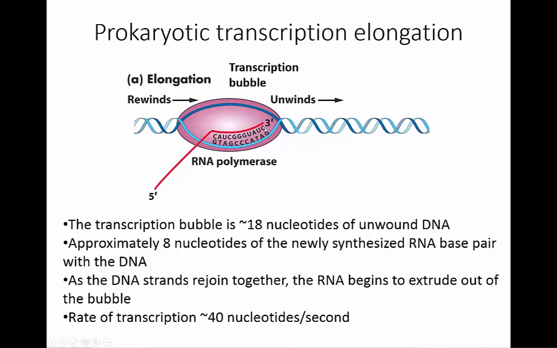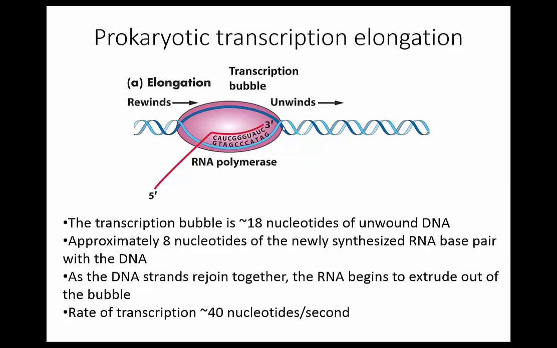And then as we continue making more RNA, which is going to continue on unwinding to the right here, we actually start to extrude that RNA that's being synthesized out of the transcription bubble. Then as the bubble continues to the right, we start closing up that bubble on the left side and rewinding the DNA together. The rate of transcription in prokaryotes is about 40 nucleotides per second.